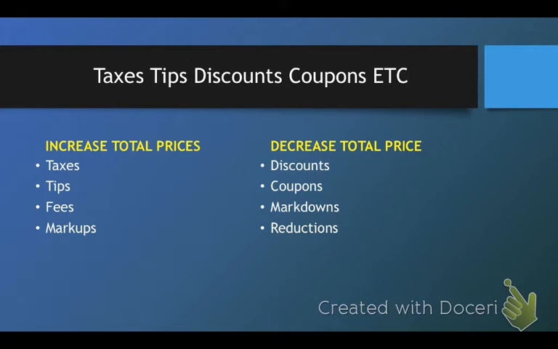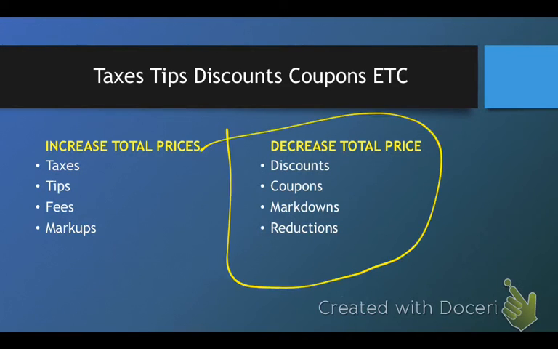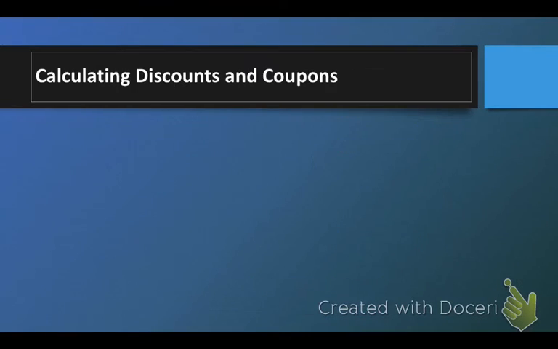Here's a couple things you need to remember, okay? We do not want to get confused because a lot of our students always do. Things that increase your total price are taxes, tips, fees, and also things we call markups, which we did not talk about in the last video. Things that decrease your total price are discounts, coupons, markdowns, or reductions. All of those things will reduce the amount of money that you have to pay. We're going to talk about those things on the right-hand side in this video. We're going to get started, okay?